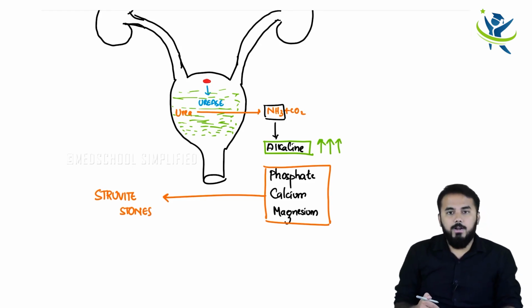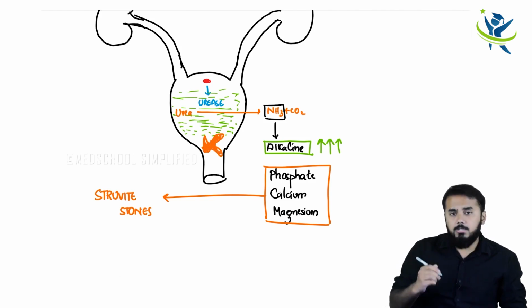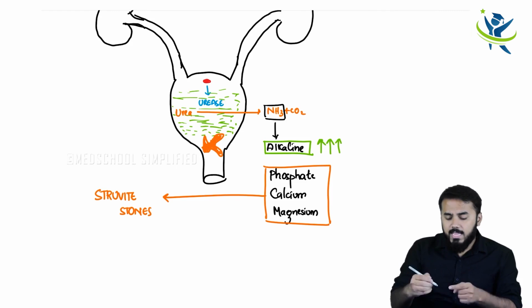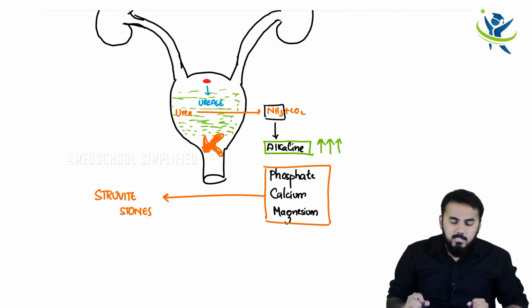Such stones are called struvite stones. So let us say, for example, this is a struvite stone here, which you have seen, right? Let us say this struvite stone obstructed your urinary output. When this struvite stone obstructed your urinary output, can the urine flow out? No. So there will be urinary stasis, right?